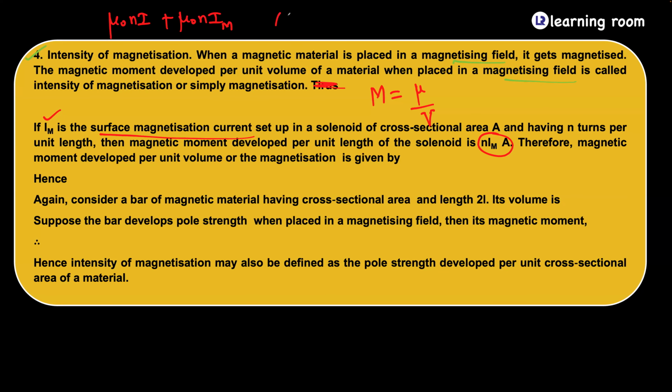Listen to this carefully. I have a solenoid. This is the core of the solenoid. On the surface of this material, what is flowing? Magnetization surface current is flowing. Is it clear? So, what are they saying? This magnetization surface current multiplied with small n multiplied with area is going to give you what?